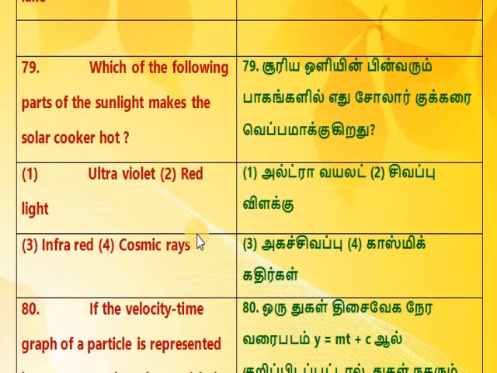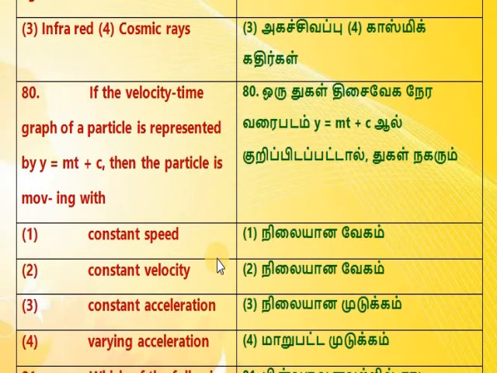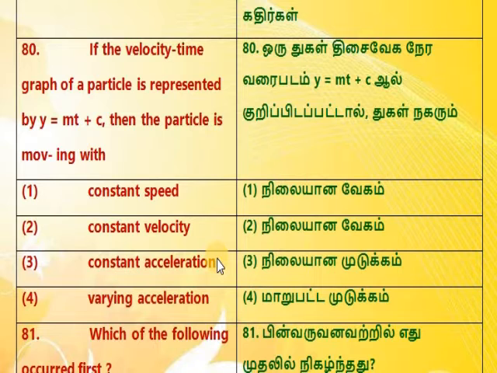79. Which of the following parts of the sunlight makes the solar cooker hot? 1. Ultraviolet, 2. Red light, 3. Infrared, 4. Cosmic rays. 80. If the velocity time graph of a particle is represented by y equals mt plus c, then the particle is moving with 1. Constant speed, 2. Constant velocity, 3. Constant acceleration, 4. Varying acceleration.